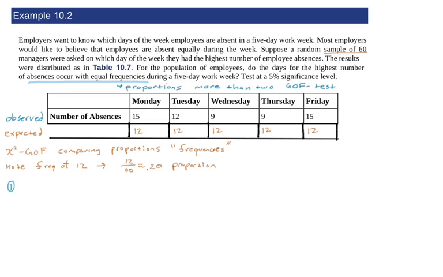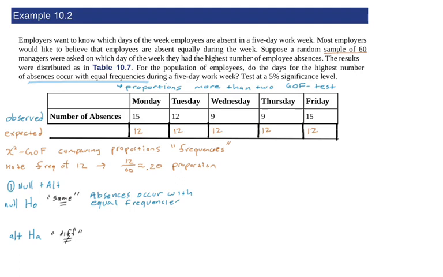Okay. So our first step is the null and the alternative here. And if you recall, the null is always saying that they're the same, that they're equal, and the alternative is that it's different. So in this case, we'll say not equals. And that's just an easier way to remember it. So we're going to say that the absences occur with equal frequencies. And here we're going to say that absences occur with unequal frequencies. And so the null ends up being our claim this time around.